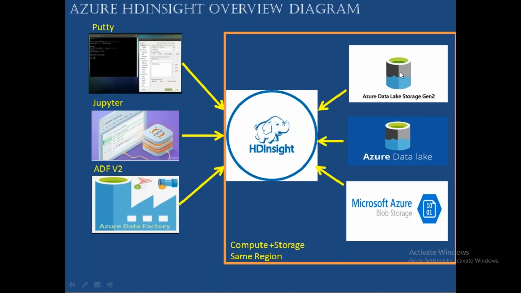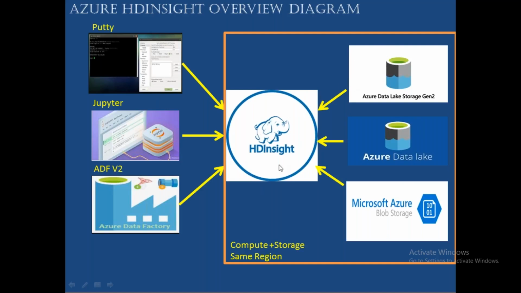I have Data Lake Storage Gen 2, Data Lake Storage Gen 1, and Blob Storage. Can I access data from all these three storages or not? By default, no, you cannot read. But you can read whatever storage you have created if you attach it and use it within Azure HDInsight.